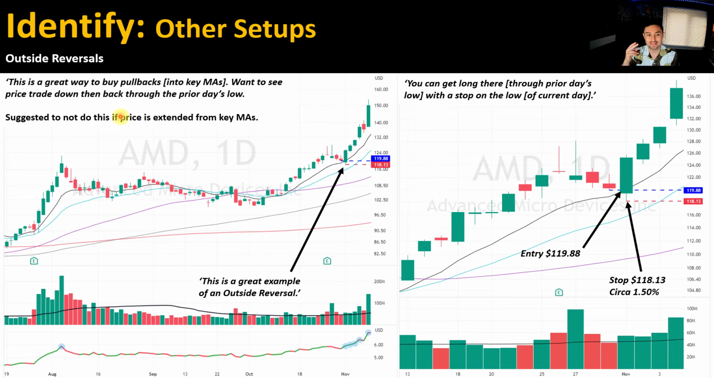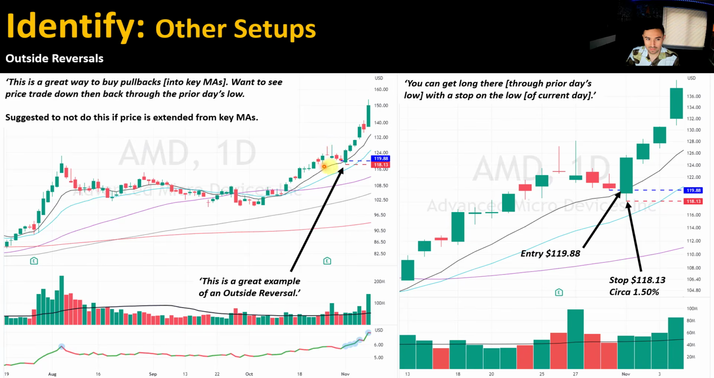So this one here is an outside reversal. This is a great way to buy pullbacks into key moving averages. You want to see price trade down and then back through the prior day's low. It's suggested not to do this if price is extended from the key moving averages. So this is when price has broken out of the base, is in the context of an uptrend, and pulls down to a key moving average.